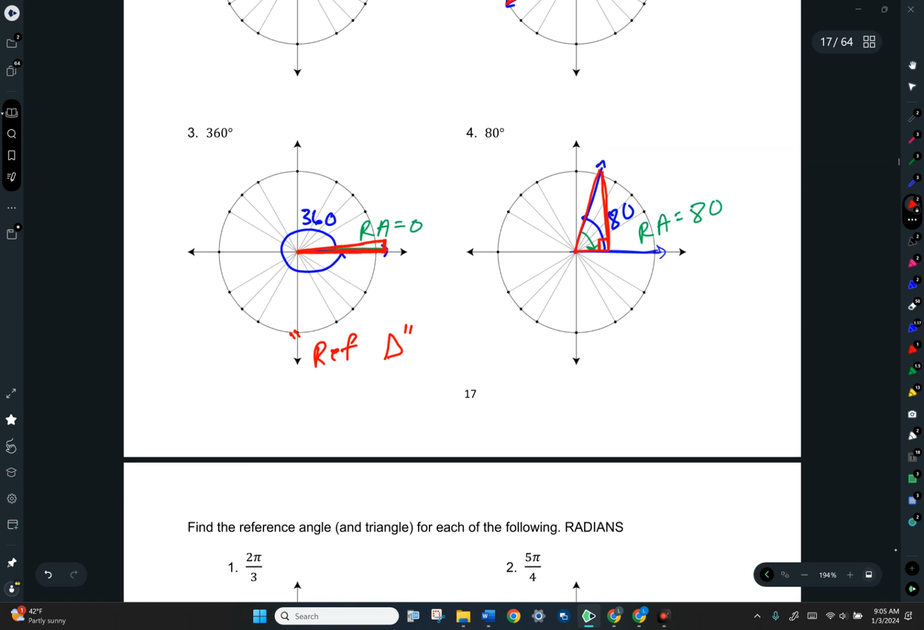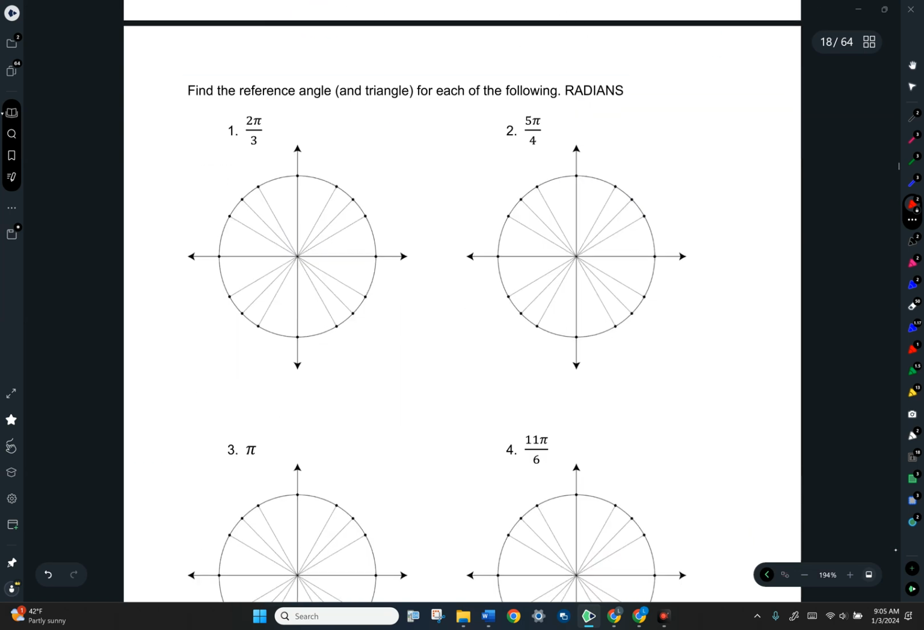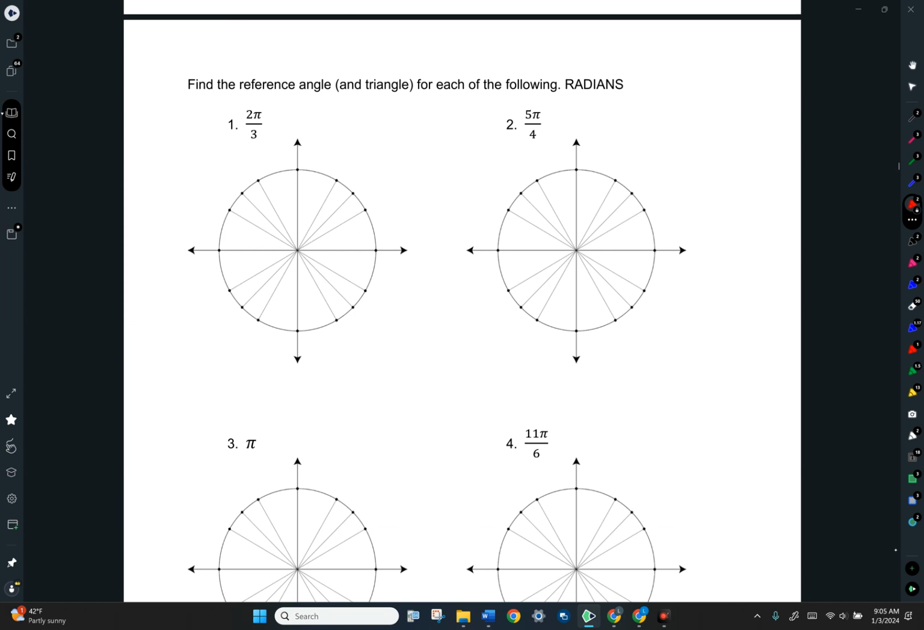It's just vocabulary. Okay, so can we talk about reference angle and reference triangle if we're talking about radians? Of course, but if you start in radians, you stay in radians. So let's first of all find the reference angle. Okay, so if I have 2π/3, so here's my initial side. So 2π/3 is going to be between π/2, half of π, and π. So 2/3 is between 1/2 and 1.